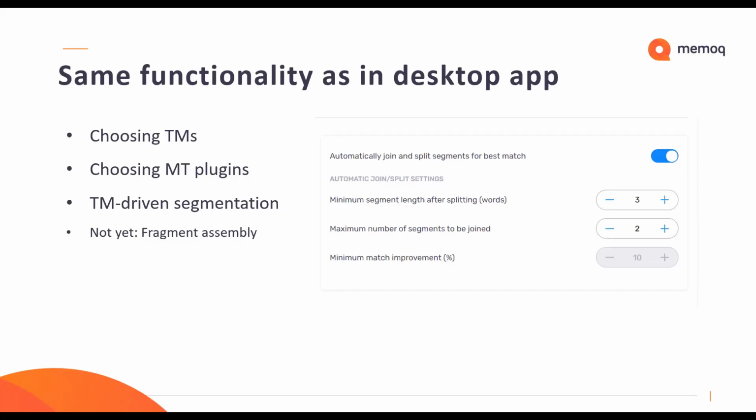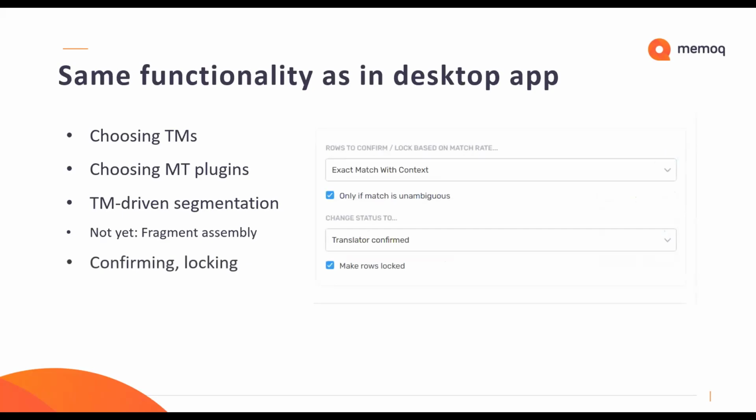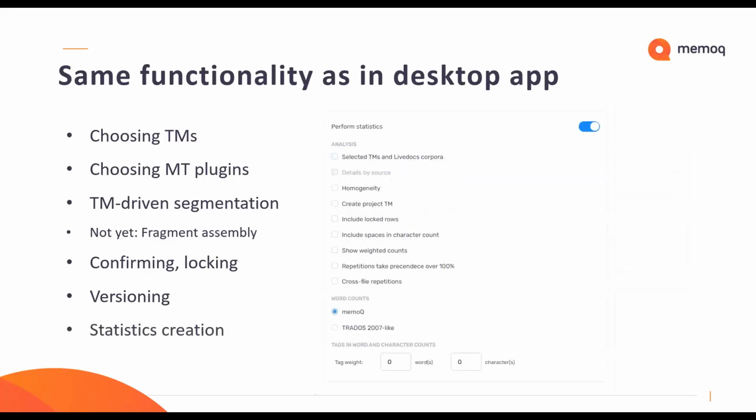Fragment assembly with pre-translation is not yet on the web, but it will be introduced in 9.7. You can, of course, confirm and or lock segments when you pre-translate. You can create minor version snapshots before and or after pre-translation as you like. And you can run statistics right after pre-translation. So this is pretty much the same that you can do from the desktop client.